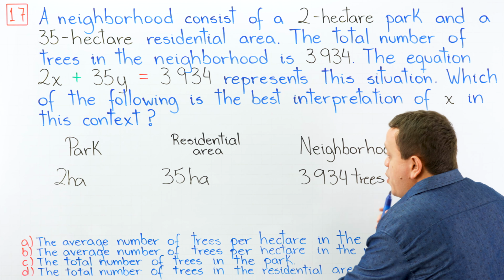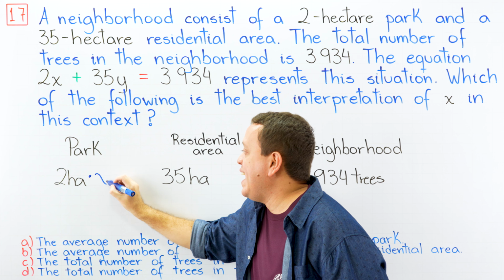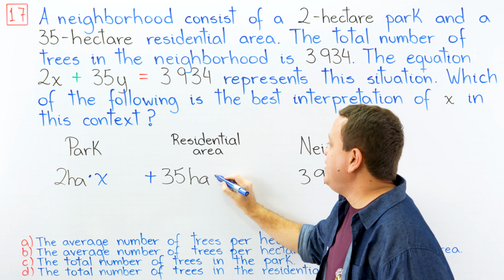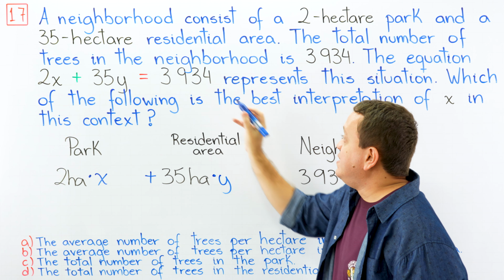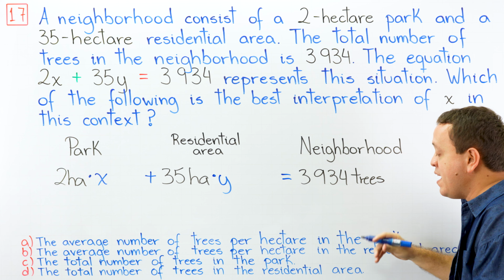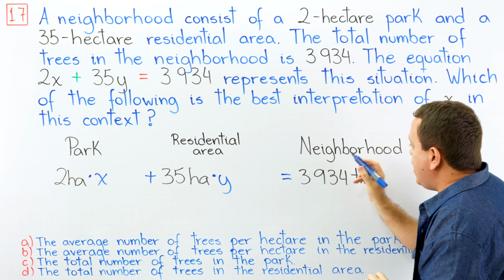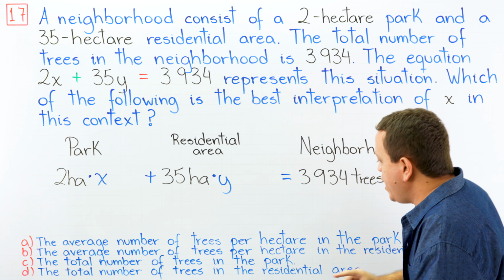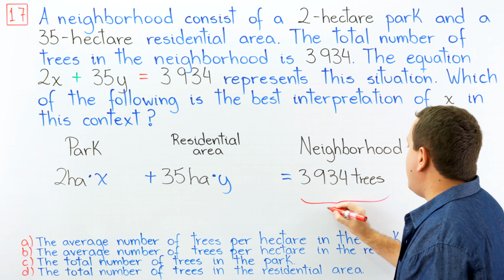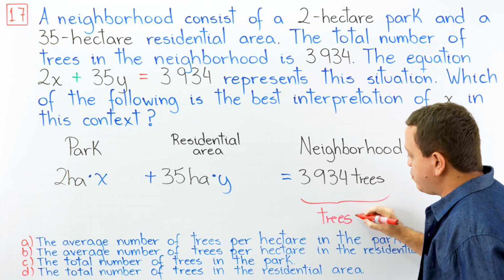We are going to write our equation over here. Our equation is 2x, 2 times x, and then plus 35y, 35 times y, is equal to 3,934. The key in this problem is to focus on the units. The right-hand side of our equation is expressing trees. Yes, trees are the units.